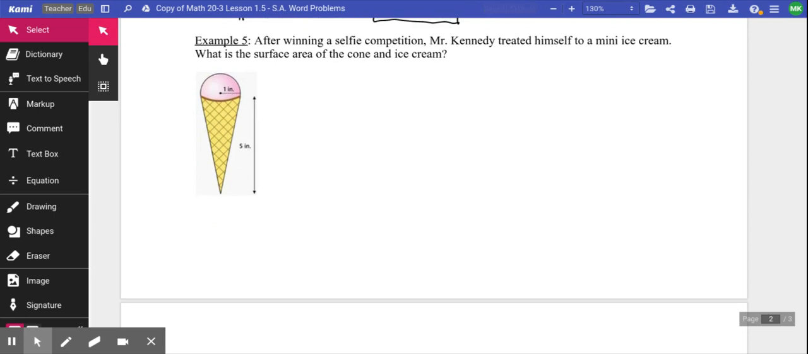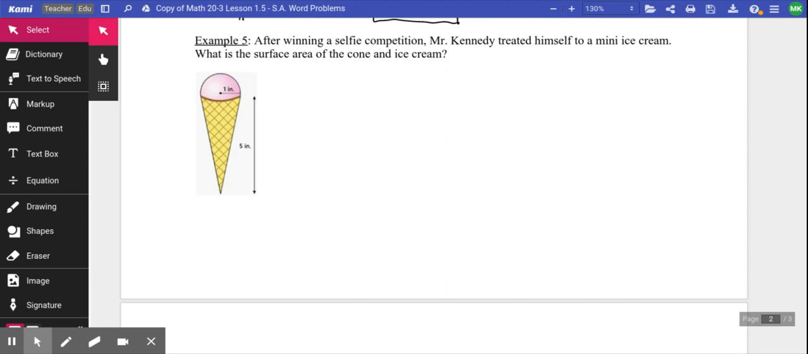Example 5. After winning a selfie competition, Mr. Kennedy treated himself to a mini ice cream. What is the surface area of the cone and the ice cream? The top part of the ice cream, the pink part on my page, would be half of a ball, right? We can imagine that that's a whole scoop in there, but the top part is only half of that ball.